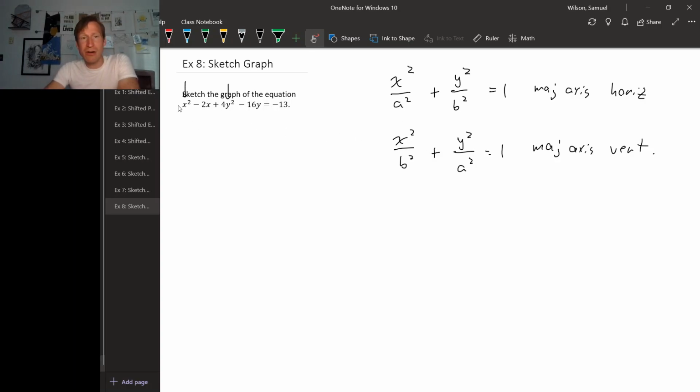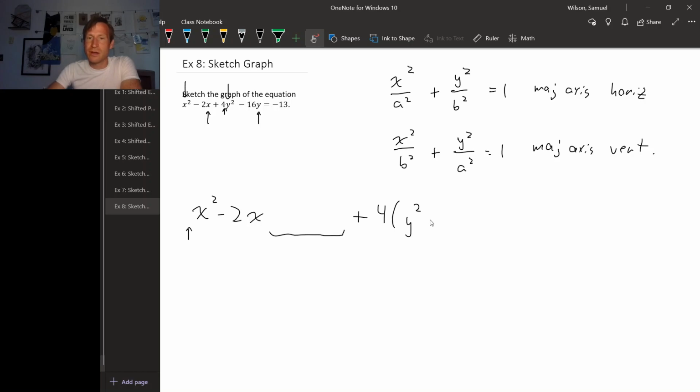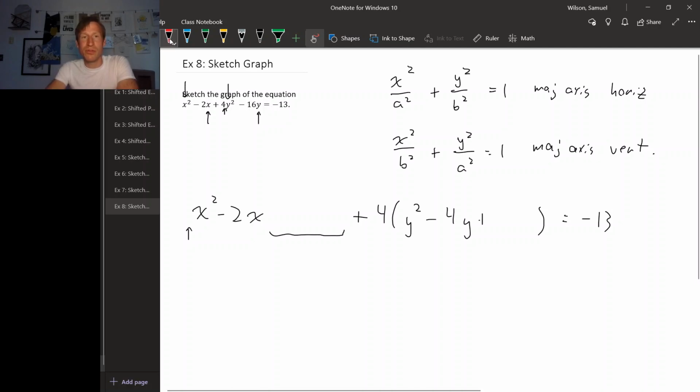To see what our equation turns into, clearly we're going to need to complete the square. And since both variables have an unsquared term, we're going to have to complete the square for both variables. So the x terms already have a leading coefficient of 1, but the y terms have a leading coefficient of 4. So we're going to need to factor out that 4 from all of our y terms. So we get 4 times y squared minus 4y, equals negative 13.